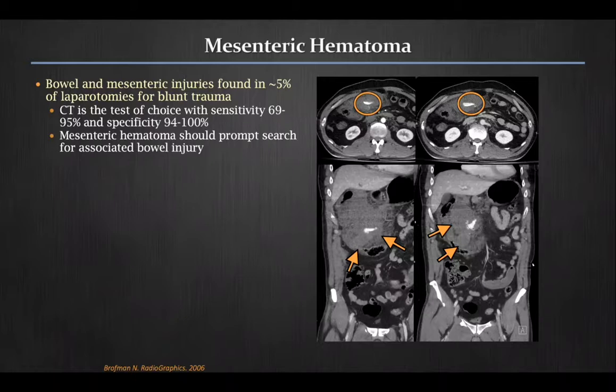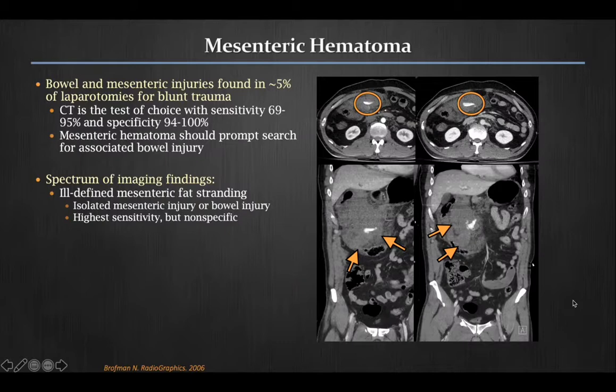Mesenteric hematomas or bowel and mesenteric injuries, broadly speaking, are relatively uncommon in terms of blunt trauma. CT is obviously the test of choice for the initial evaluation, during which most patients will get a pan scan. If you see a mesenteric hematoma, that should prompt you to look even more closely for an associated bowel injury. And the imaging findings for mesenteric and bowel injuries sort of run the spectrum.